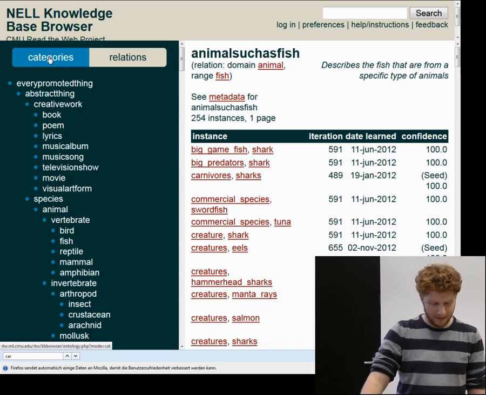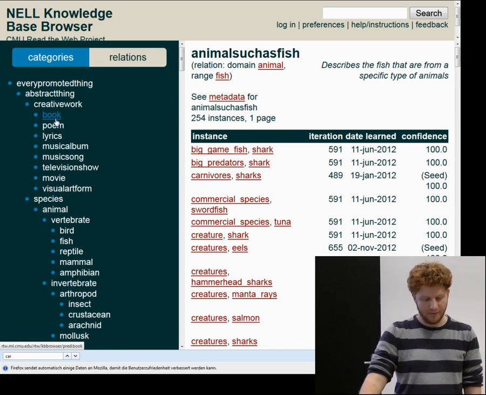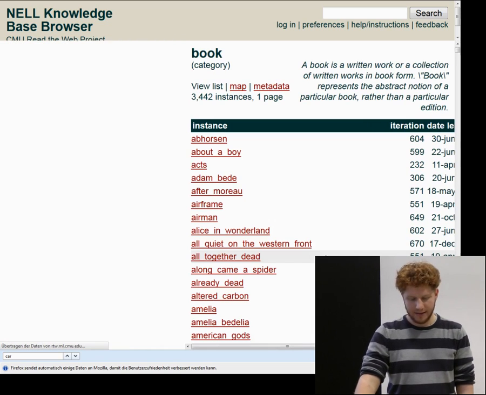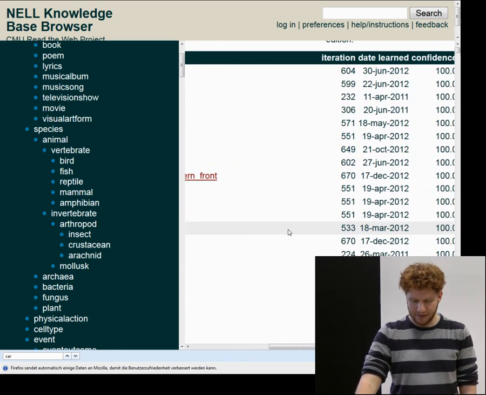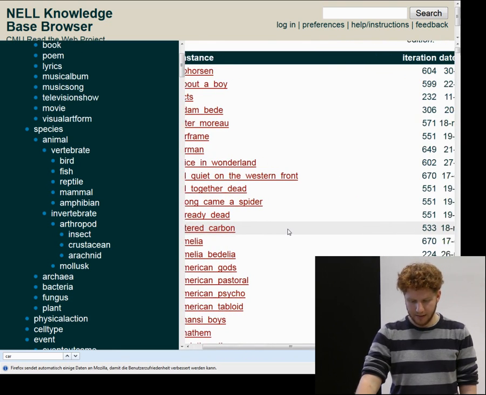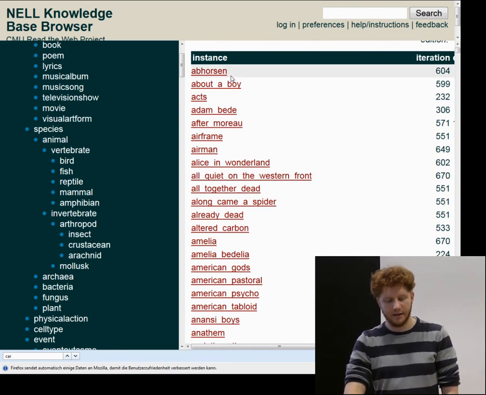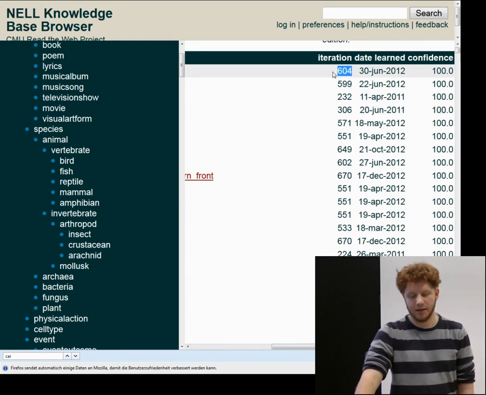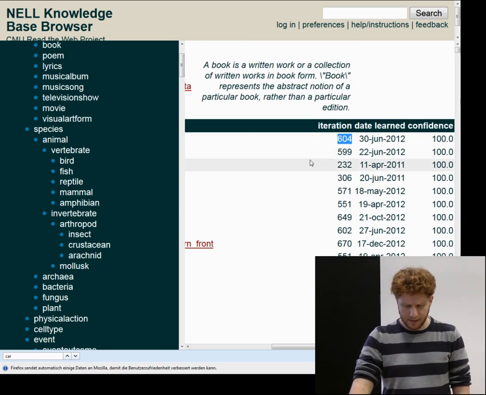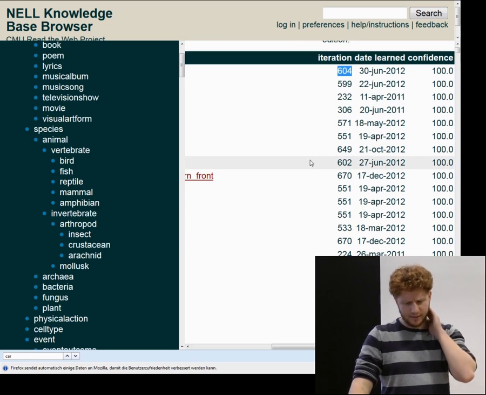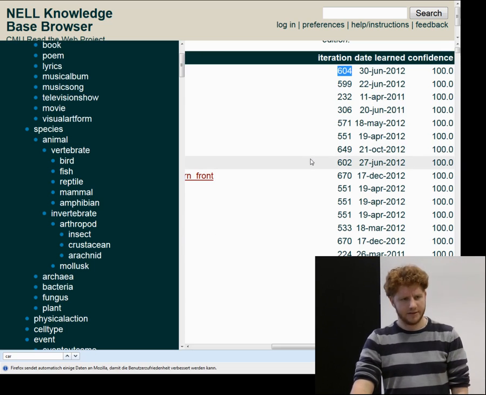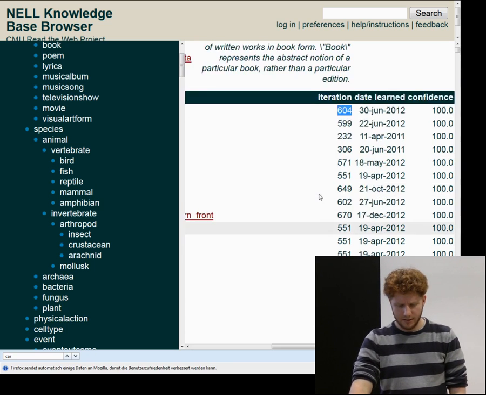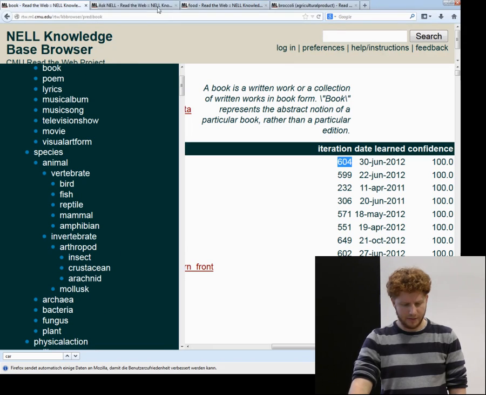And then there are the categories. For example, books. There we can see which elements were promoted as books or believed as books. And we can see that the confidence is 100%, the date it was learned, and in which iteration it was learned. I think that NEL today now has more than 700 iterations, and so the database is very large.